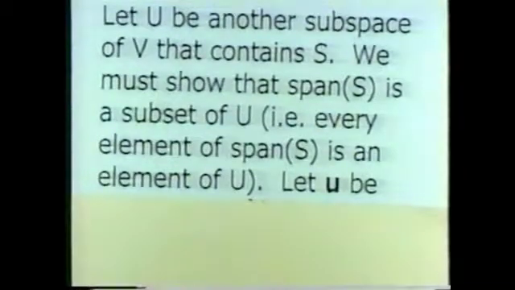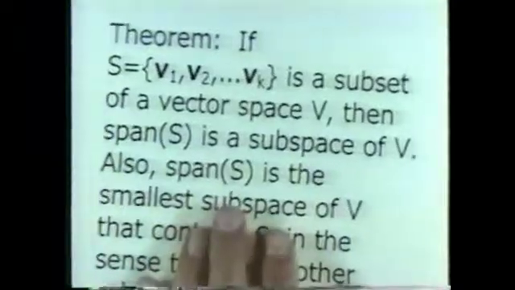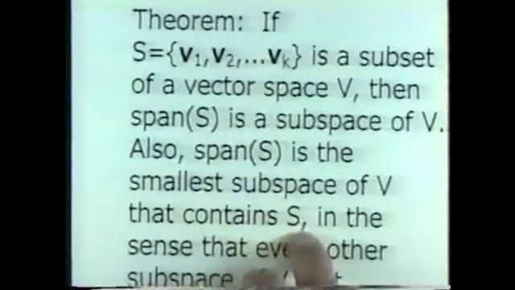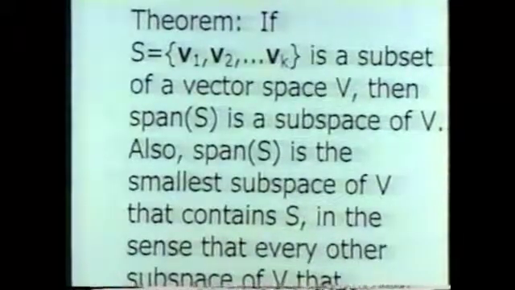Now this is the sense in which we're trying to show that span S is the smallest set that will span the vectors. Let me get the theorem back that we're proving. Span S is the smallest subspace of V that contains S. That's what we're showing.